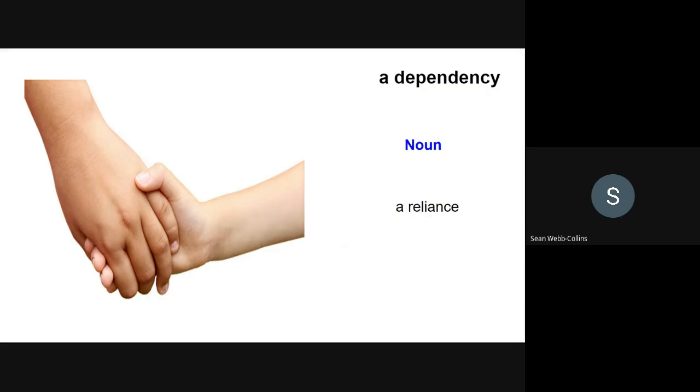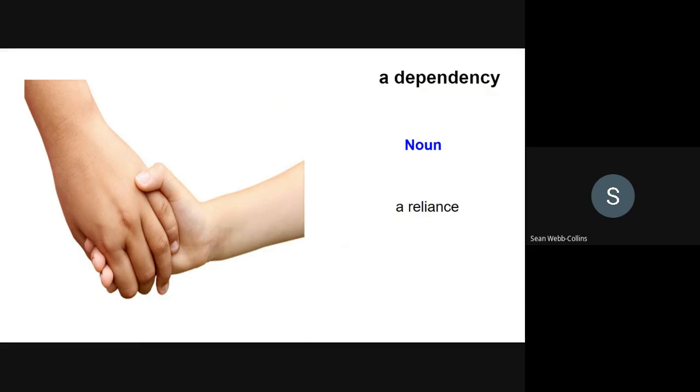What word forms are there? Right, we have the verb depend. For example, too many people depend on the internet to find information.